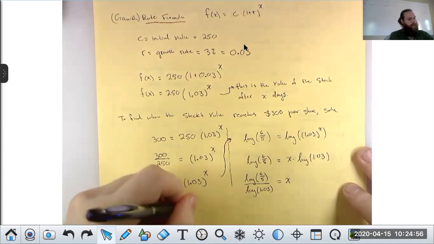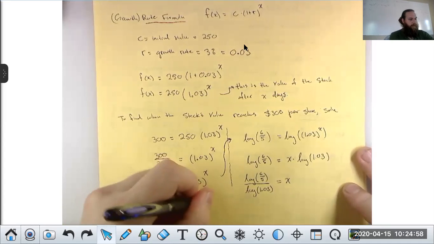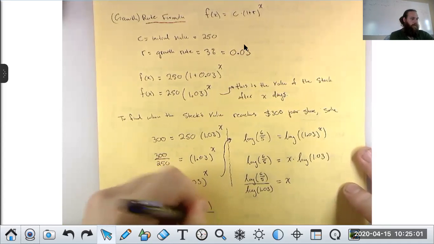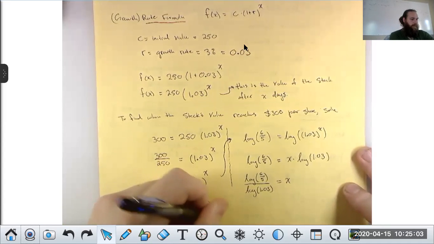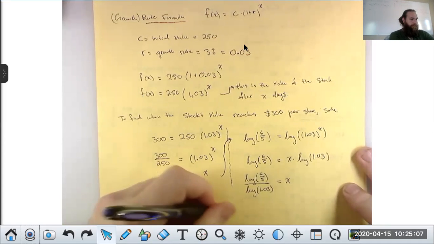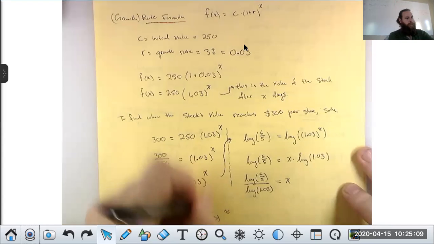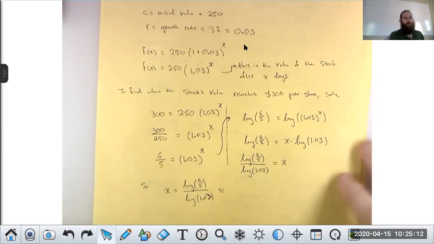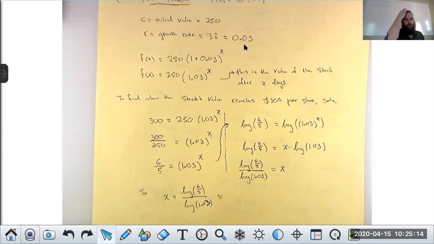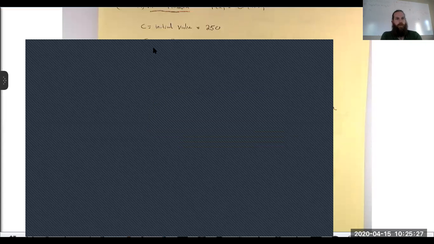Now, is there anything I can do to simplify that? Is there anything here that can be combined or canceled? Can I cancel the logs? No, you have to put it in the calculator. Right, yeah, so this is function notation, right? Not multiplication. So to simplify from here, just like Mesa said, the move is going to be to use the calculator.